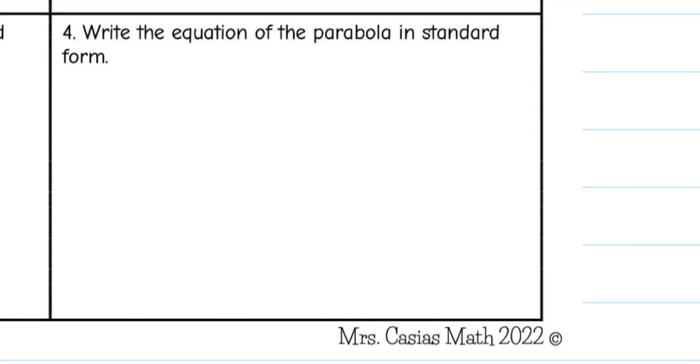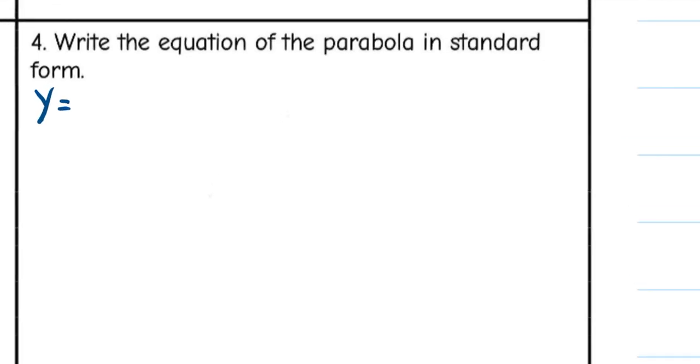We're going to write the equation of the parabola in standard form. And as a reminder, standard form is when we have the equation in y equals ax squared plus bx plus c. And just as a reminder, the a term is the same in all three of these forms. Okay.